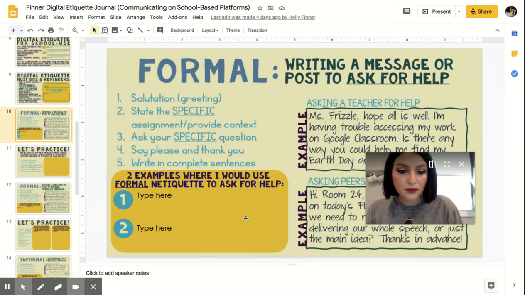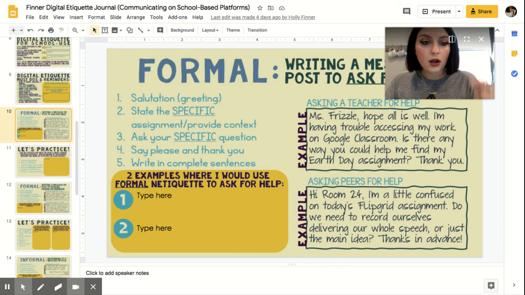I'm going to move myself here for a moment, and I want you on the bottom to think of 2 examples where you would use formal etiquette or formal netiquette to ask for help. So would you email? What would be considered a formal versus informal situation? Again, pause and respond.